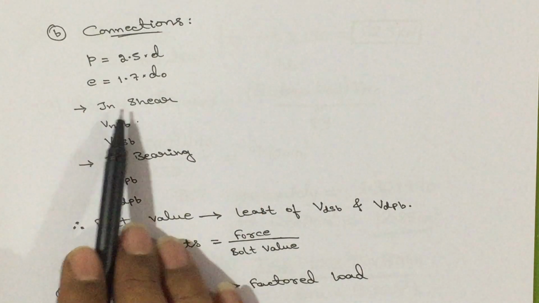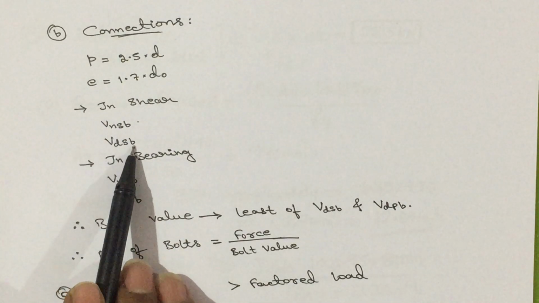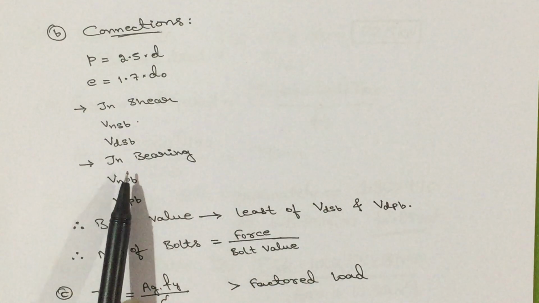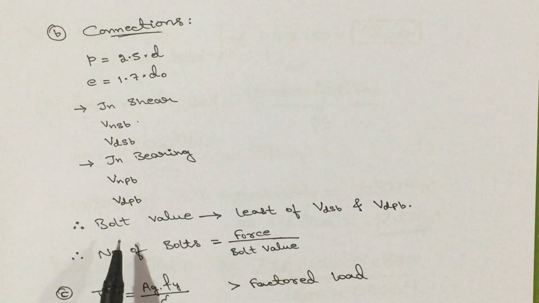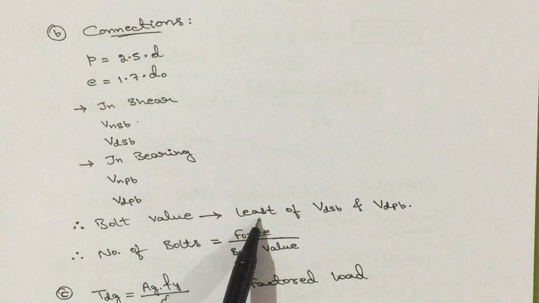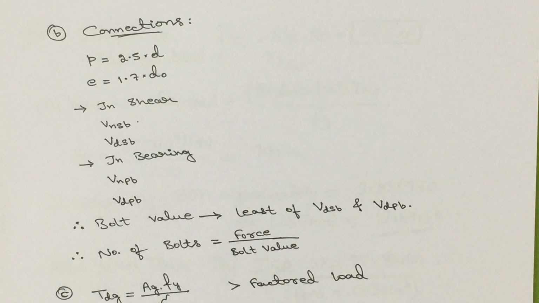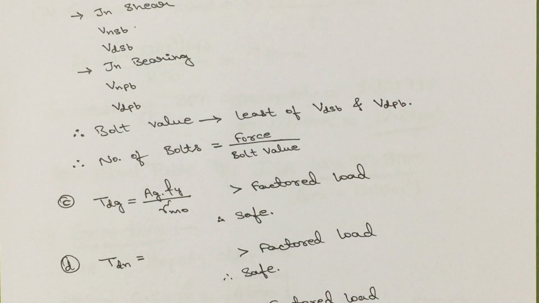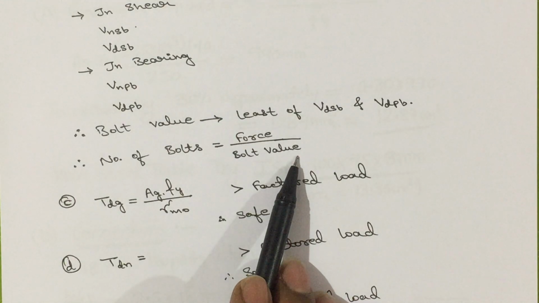Then we are going to check for shear as well as bearing. In shear, calculate VNSP, then you are going to get VDSP. Like that, in bearing, calculate VNPB, you are going to get VDPB. Therefore, bolt value will be the least of VDSP and VDPB. Take the least value. Therefore, number of bolts is given by force divided by bolt value.